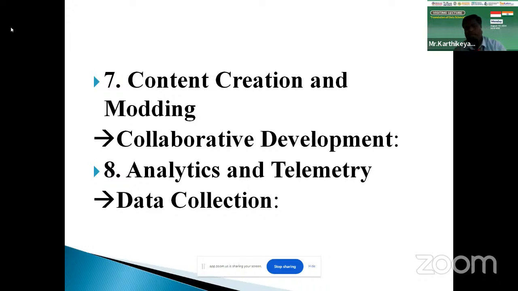The next one, analytics and telemetry. So it has data collection. This distributed computing system collects and analyzes the vast amount of data generated by players, including game performance metrics, user behavior, and in-game events. Actually, this data is used to improve the game design and performance. In all the categories, it enhances performance, reliability, and user experience by leveraging distributed resources and technologies.